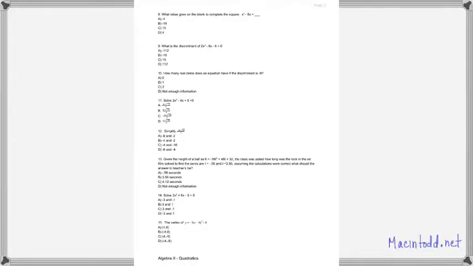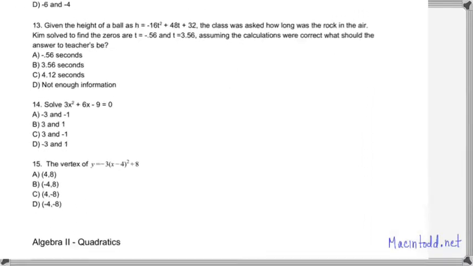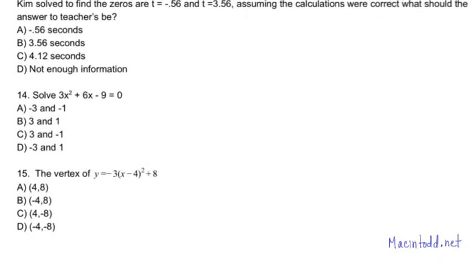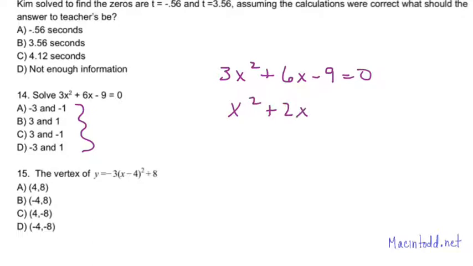Let's see here. We got two more problems. 14 and 17. Let's take a look at these really quick. 14 is a solve problem. Notice right away by staring at the answers there, these are nice integer answers. What that tells us is this thing better be factorable. I would divide out my 3 first, and then I'd try and factor it.